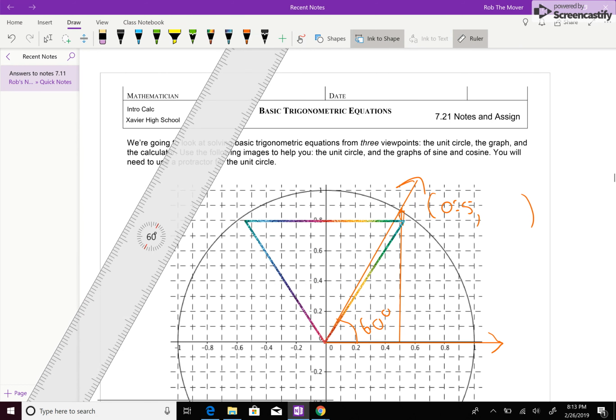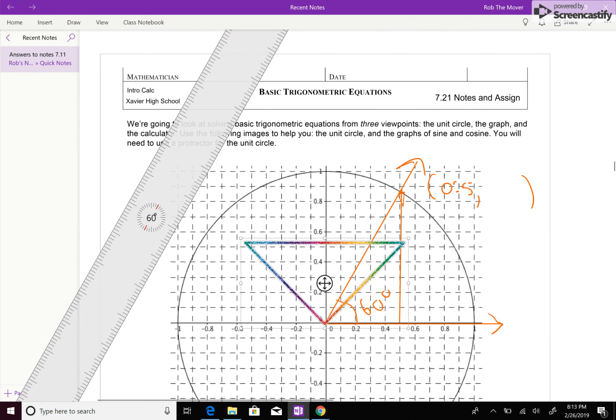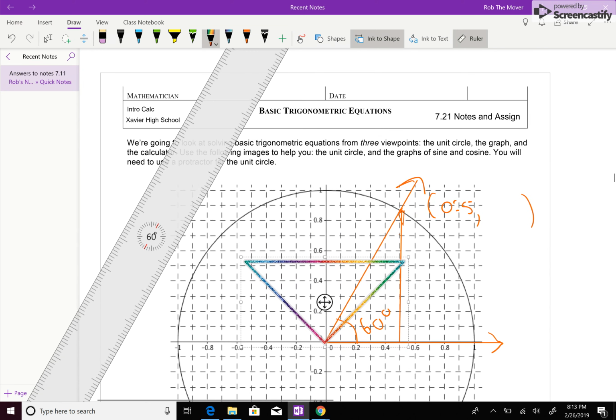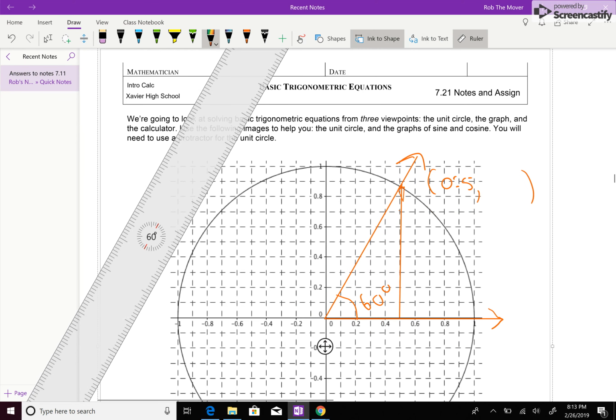This triangle right here. That's not what I want, is it? How do I go back? This triangle right here is what kind of triangle? That's a 30-60 right triangle, and we know this small side of the 30-60 right triangle is 0.5.